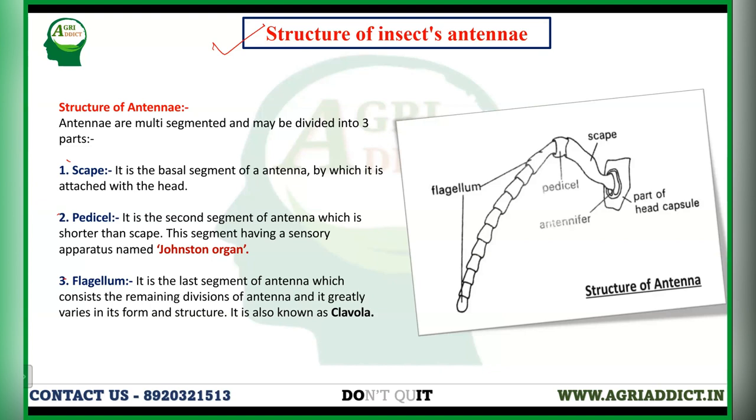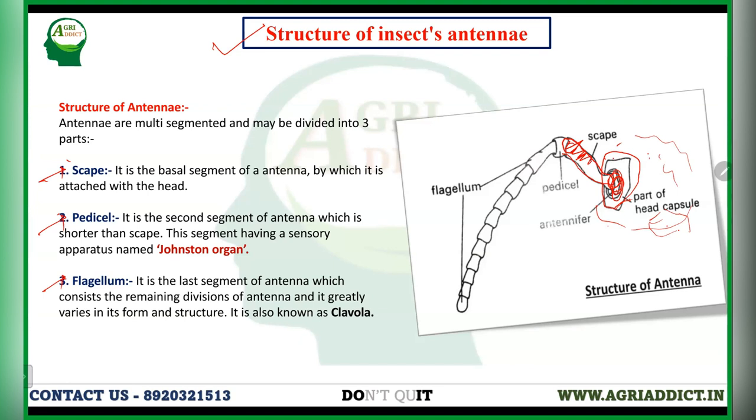There are many insect orders where the antenna is 7-segmented or 8-segmented, but mainly the insect antenna is divided into three parts: scape, pedicel, and flagellum. Here you can see this is the part of the head capsule from where the antenna is attached. This can be the insect head, and there are the compound eyes and the antenna. The basal and large part, directly attached to the insect's head, is known as the scape. This is the basal segment and it is the largest segment.